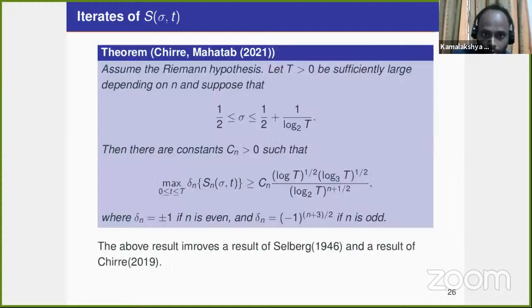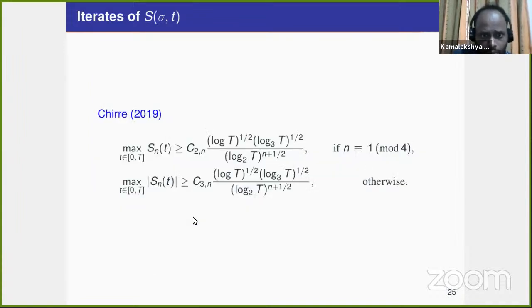Then later, once we discovered this kernel, we could use this completely positive and completely negative kernel to account for the signs of S_n(σ+it) or S_n(t). We can roughly say it's S_n(t), in a very narrow neighborhood of the half line. So this improves Chirre's result when n is even. If n is even, it doesn't say anything about a sign, it just uses the absolute value.